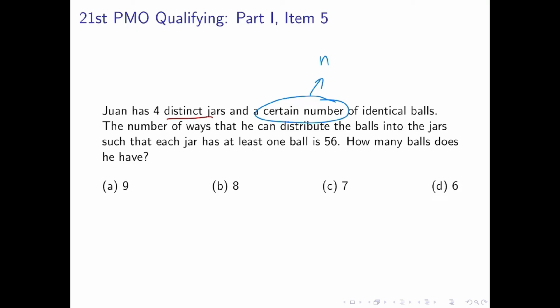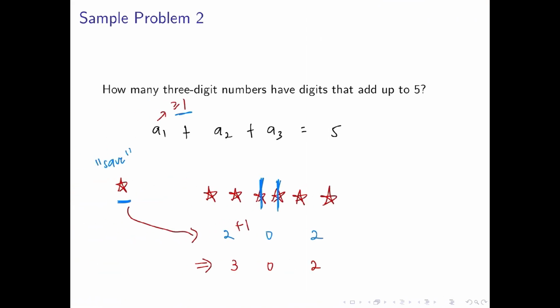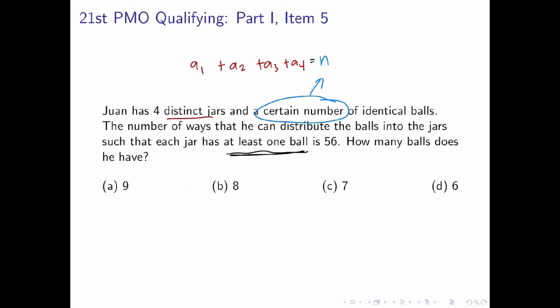So, technically speaking, we know that this would correspond to the equation A1 plus A2 plus A3 plus A4 is equal to n. And all I have to do is just find the number of ways to distribute. The other thing is we have this restriction. Well, if the previous question, A1 lang yung kailangan ng na maging greater or equal to 1 because first digit siya ng 3-digit number. Here, all of them has to be greater than or equal to 1.